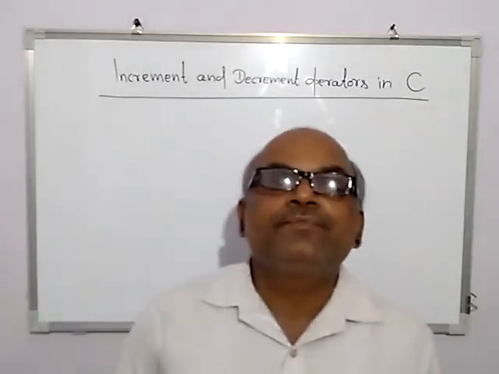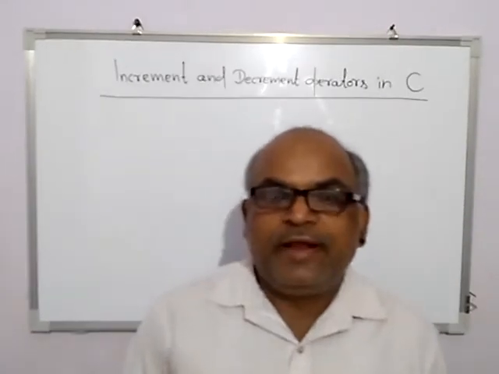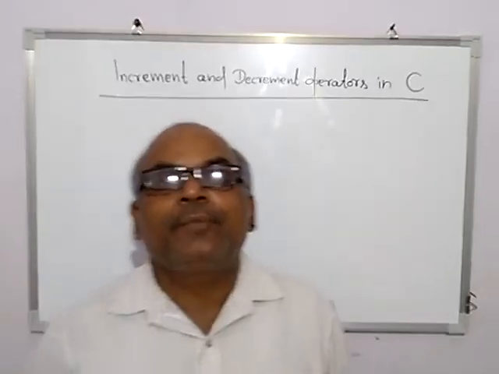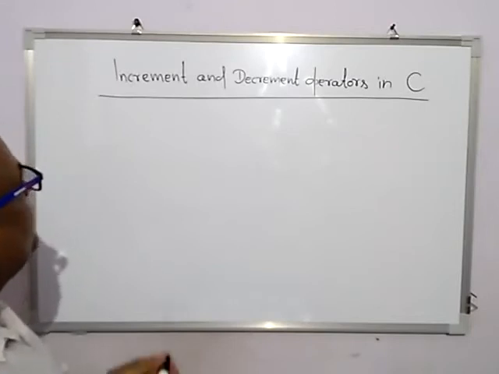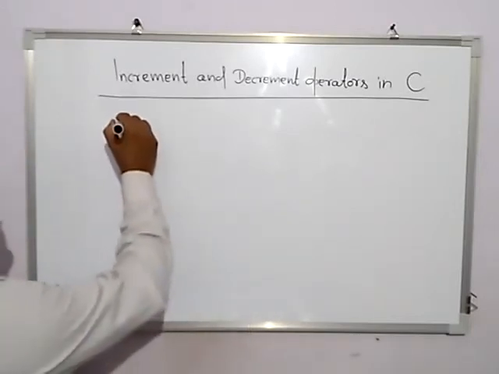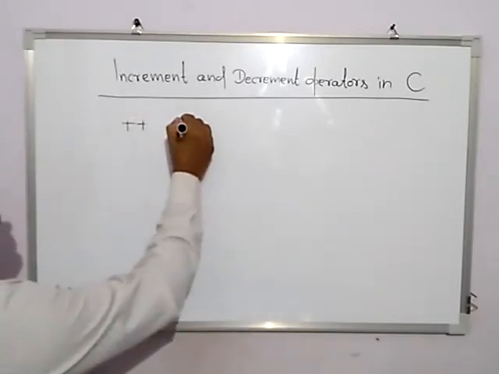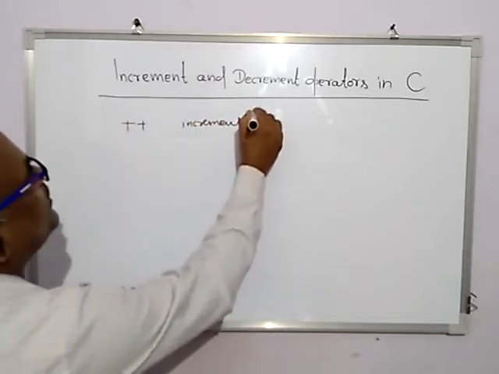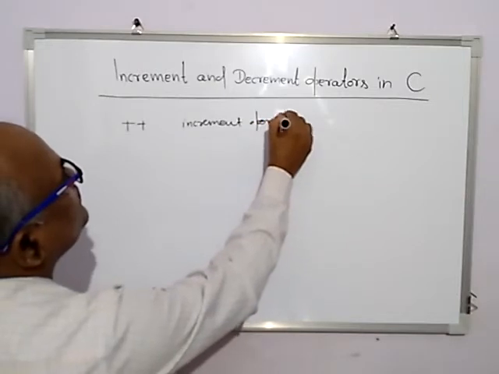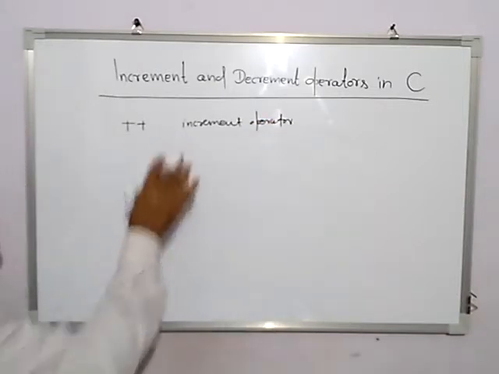In this video, I am going to explain increment and decrement operators in C. So first, what is increment operator? Plus plus is called increment operator. What is the use of increment operator?